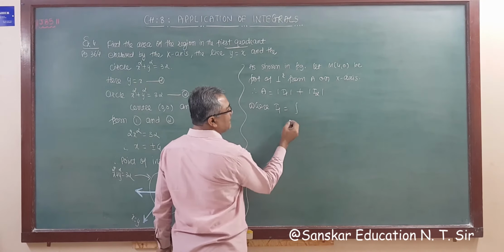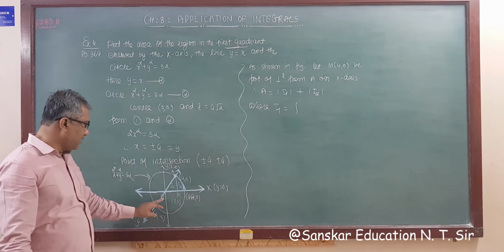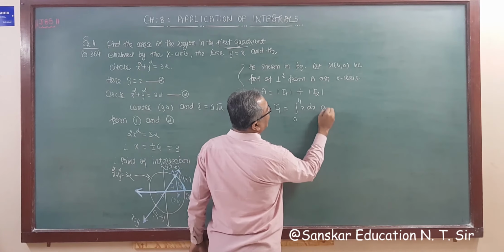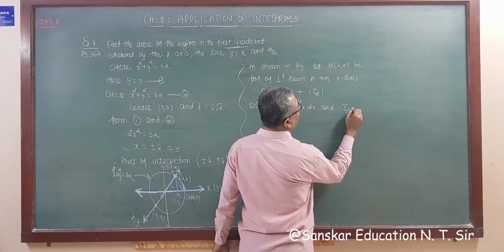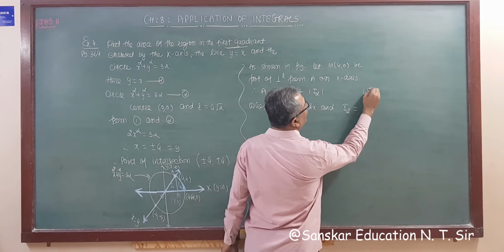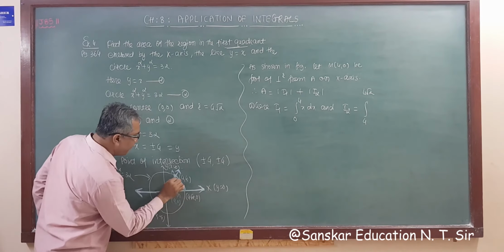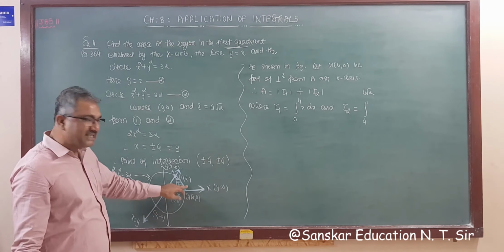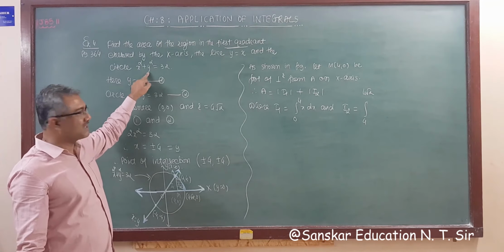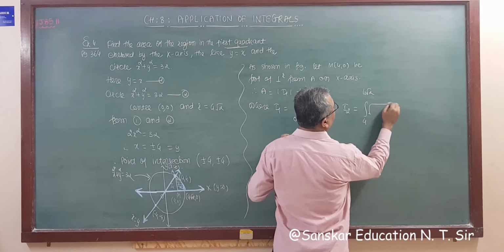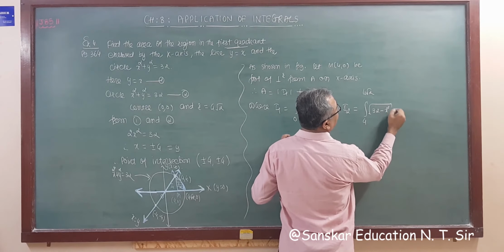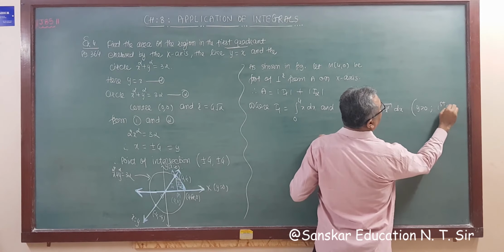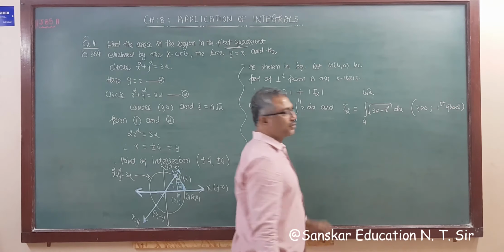where I1 is equal to integration 0 to 4, as we discussed, 0 to 4 x dx, and I2 is equal to integration 4 to 4 root 2, because this is I2. So what you have to do? 4 to 4 root 2, and the curve is the circle. So making y the subject, we get square root of 32 minus x square dx, because y greater than 0, first quadrant. You know this thing. No need to write more steps.